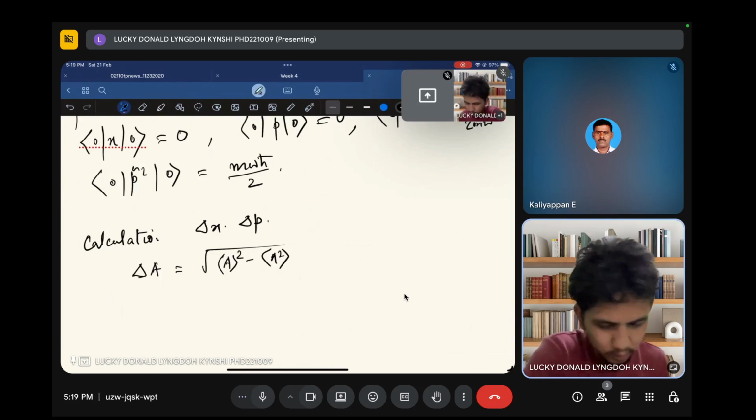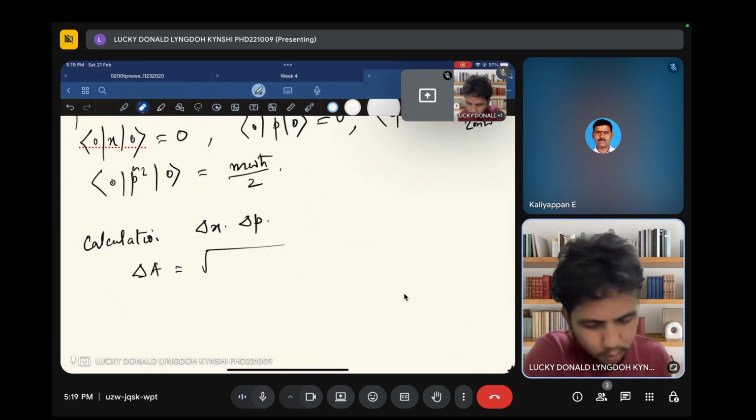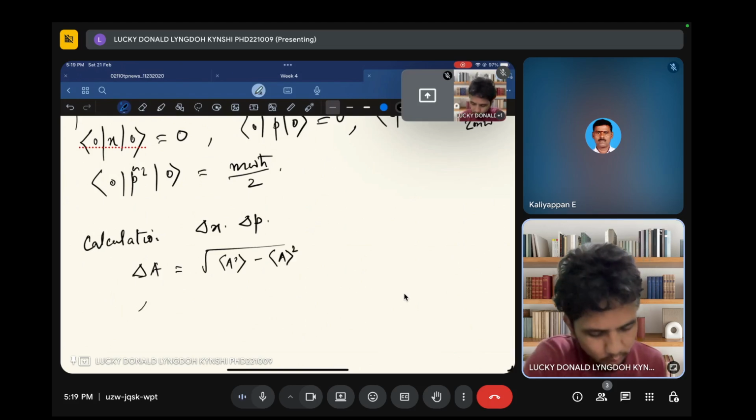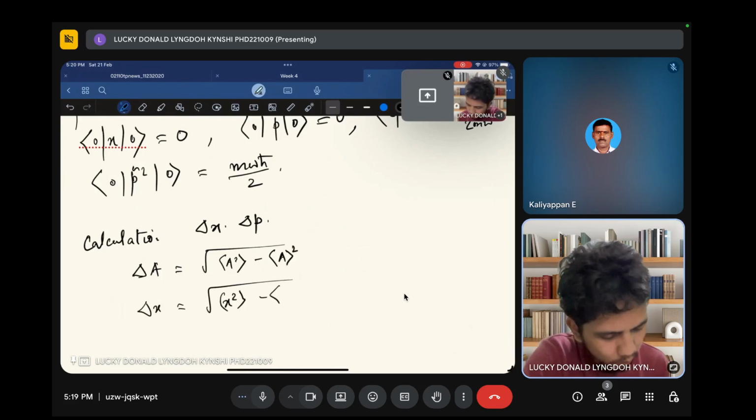Oh, sorry, it is the other way around: the expectation value of the square minus the square of the expectation value. So now del x is equal to what? It is the expectation value of x square minus the square of the expectation value of x, which is equal to what?